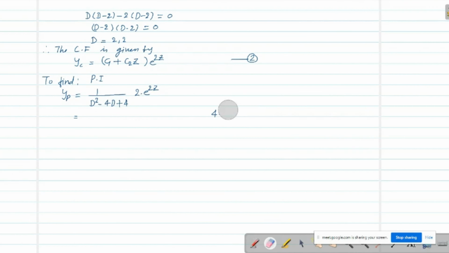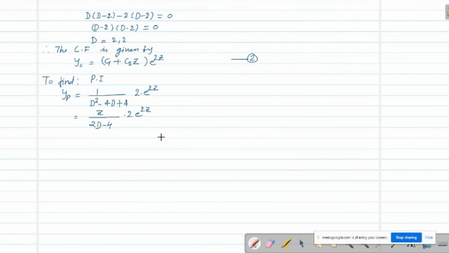Okay, so for this, we have to differentiate the denominator. So we multiply by z first, then differentiate the denominator, so you will get 2D minus 4, into which we write 2 e raised to 2z as it is. Now if I put 2 here, 2 to the 4 and 4 here, 4 minus 4 will again be 0. So this will not work.